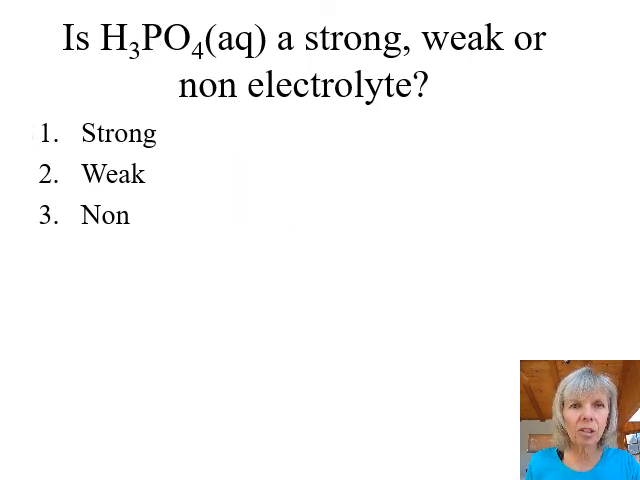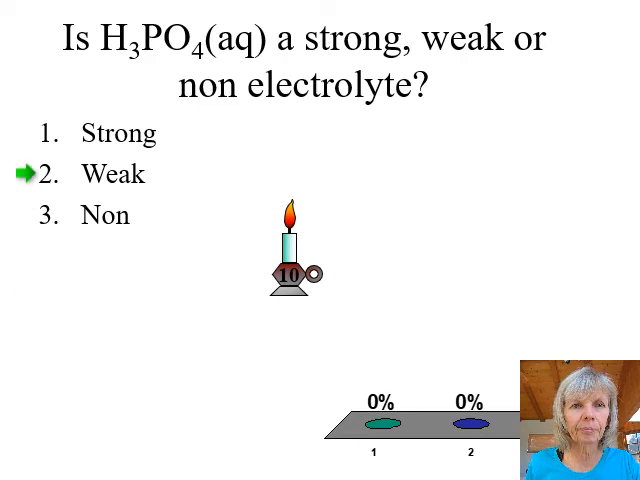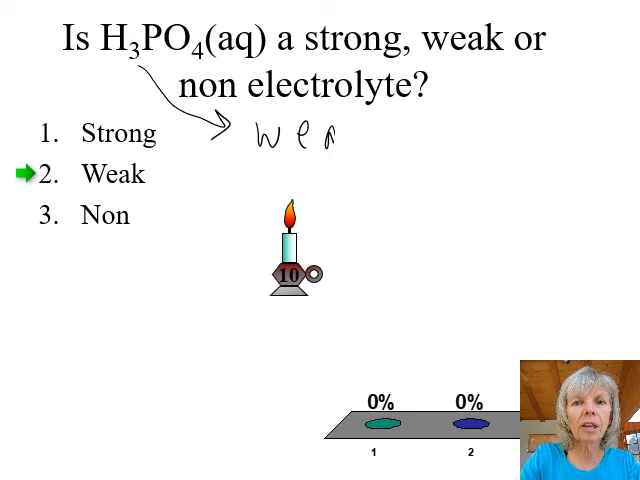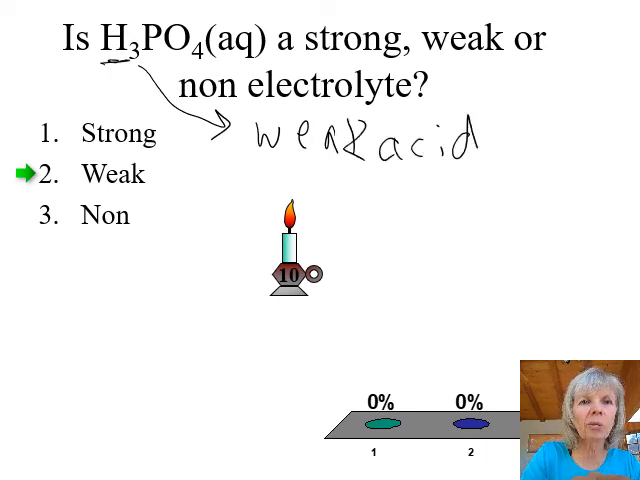H₃PO₄ aqueous, known as phosphoric acid. Is this a strong, weak, or non-electrolyte? The answer is weak, because this is a weak acid. And again, you know it's an acid because I wrote hydrogen first, and the physical state is aqueous.